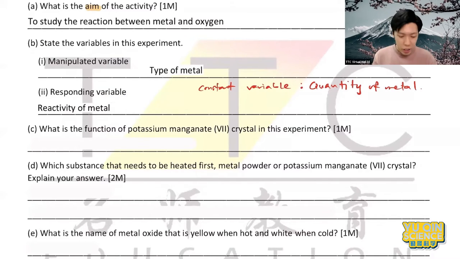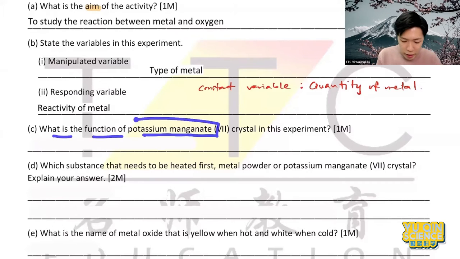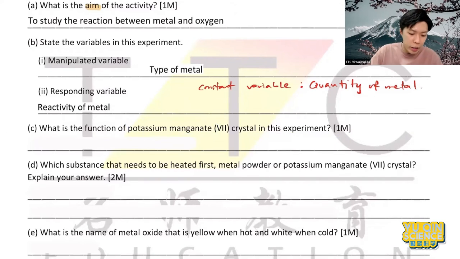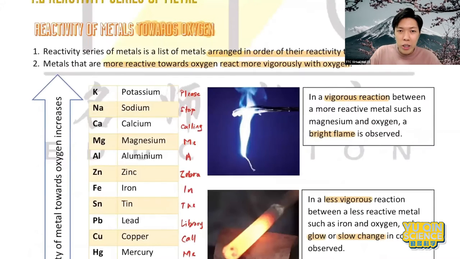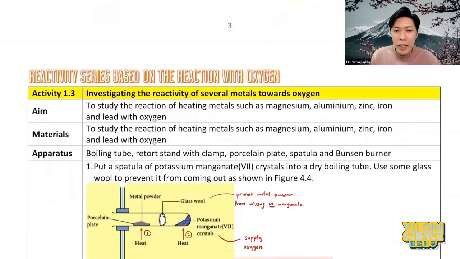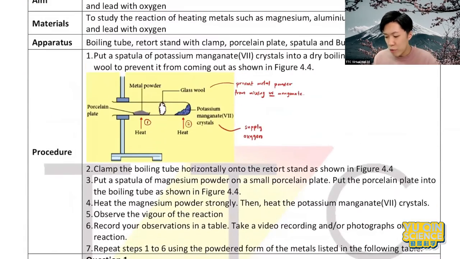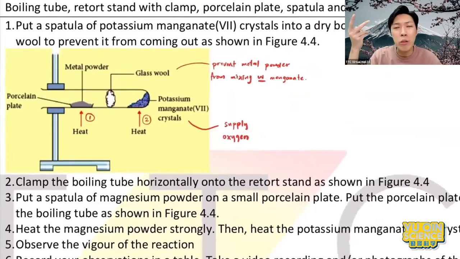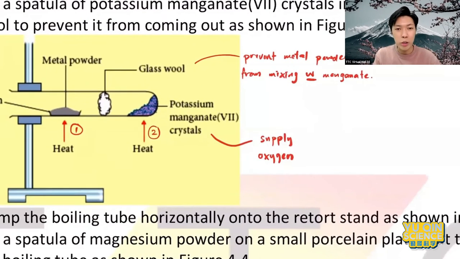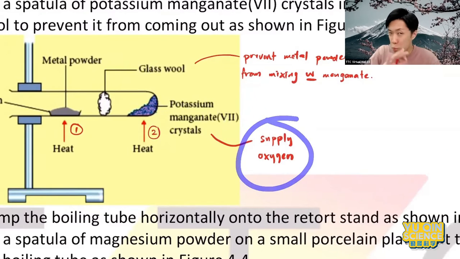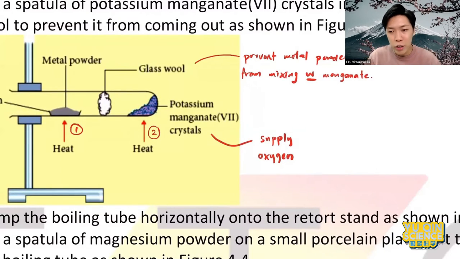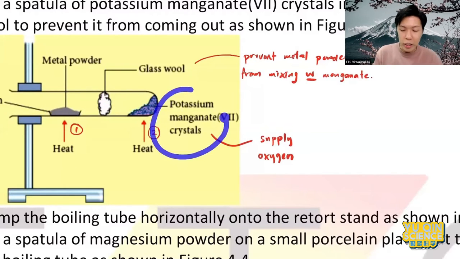Okay, what is the function of potassium manganate crystals? You see, we can't get pure oxygen from the air because the air consists of only 21% oxygen. So the oxygen doesn't react with the metal. No, you can't wait for the oxygen in the air. That's too little. So we need potassium manganate crystals to release pure oxygen, a higher concentration of oxygen. Then that will react. So that's the function. It's fixed.